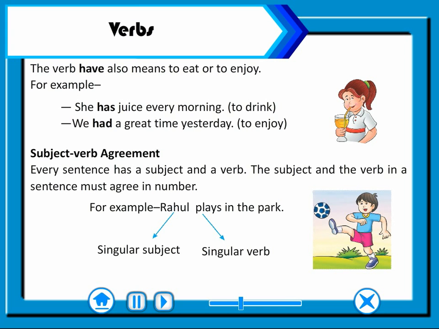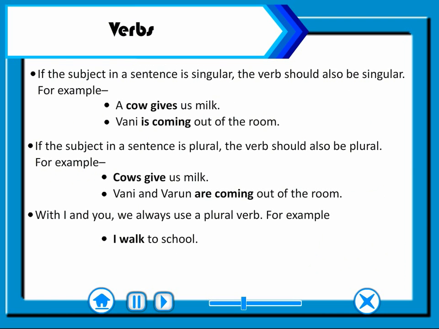Subject verb agreement. Every sentence has a subject and a verb. The subject and the verb in a sentence must agree in number. For example, Rahul plays in the park. Rahul, singular subject. Plays, singular verb. If the subject in a sentence is singular, the verb should also be singular. For example, a cow gives us milk. Vani is coming out of the room.